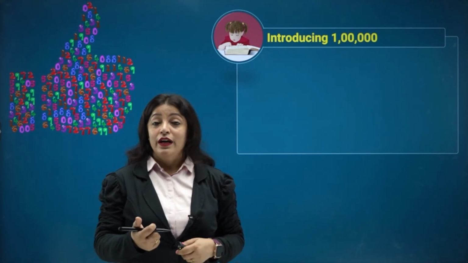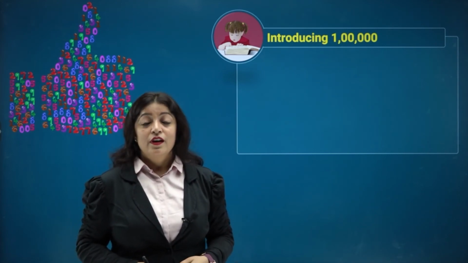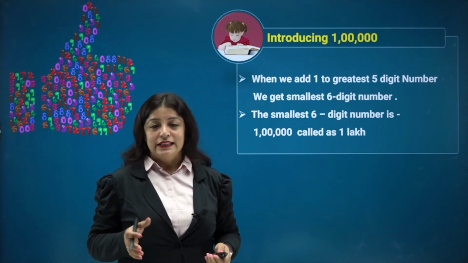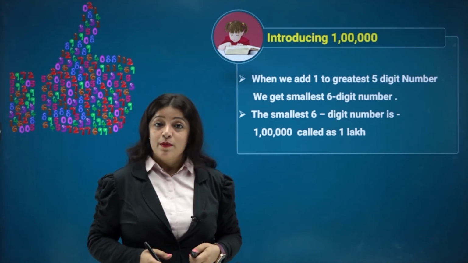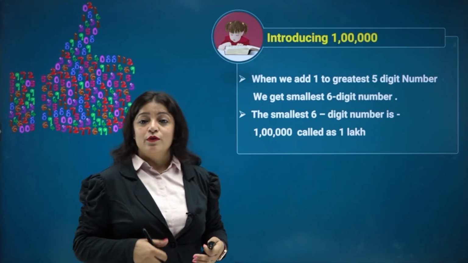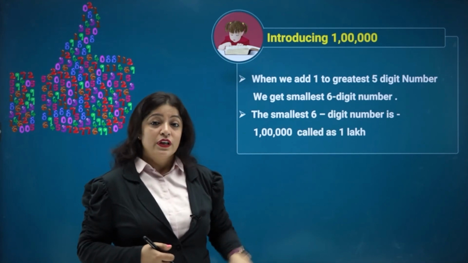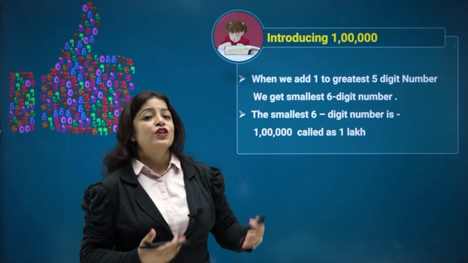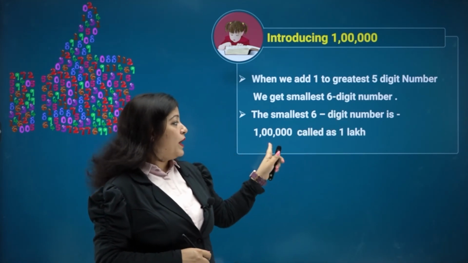Now, how to introduce the next number which is greater than something like 10,000? So for this, let us see, when we add 1 to the greatest 5-digit number, that is, 10,000 is the smallest 5-digit number. So the greatest 5-digit number will be 99,999. And if we add 1 to the number, what we get? We get the smallest 6-digit number. And if to the greatest 6-digit number we add 1, we get the smallest 7-digit number, and the chain continues. Also we can see the smallest 6-digit number here will be 1 lakh.